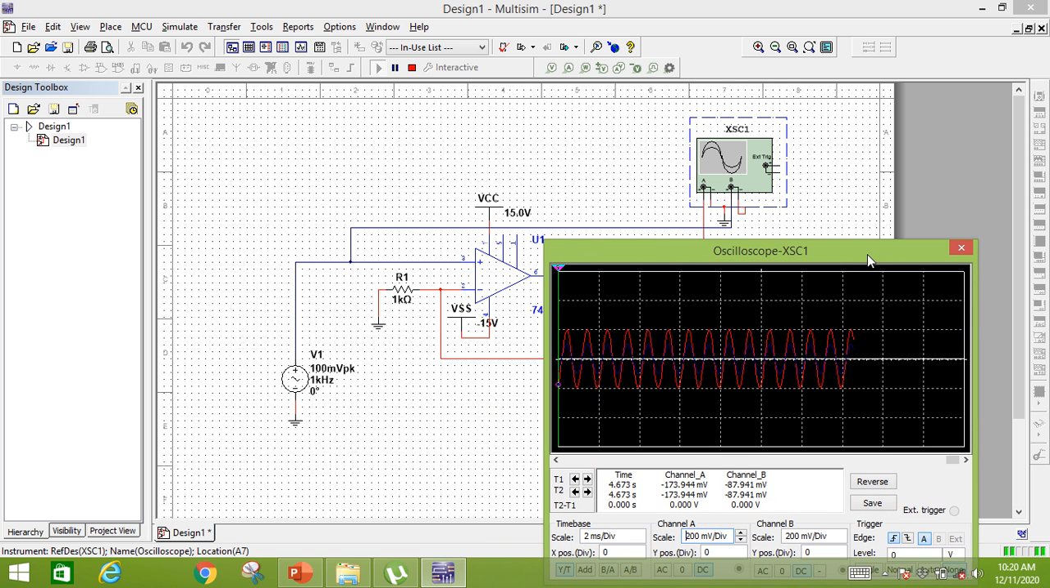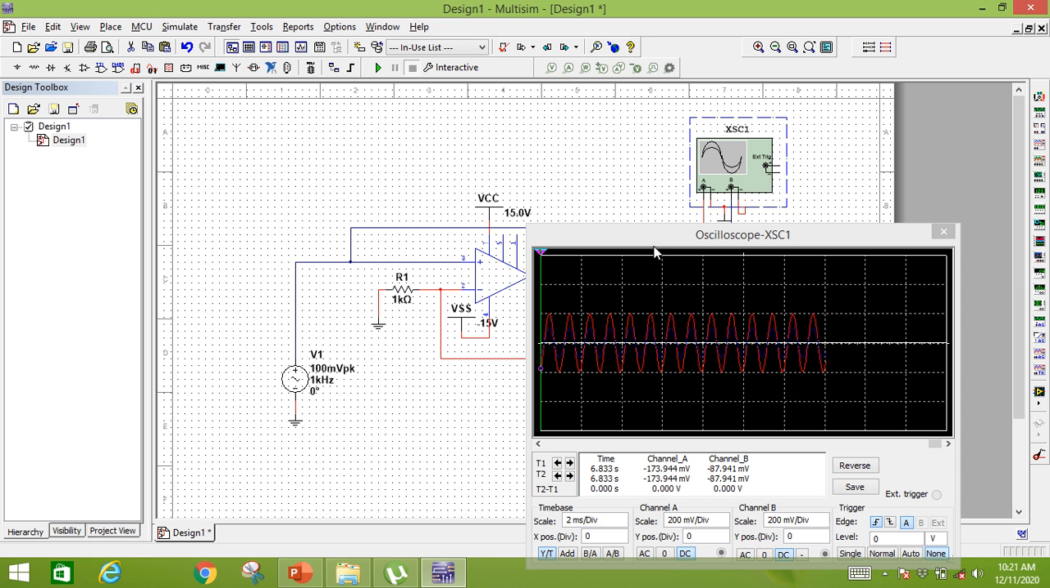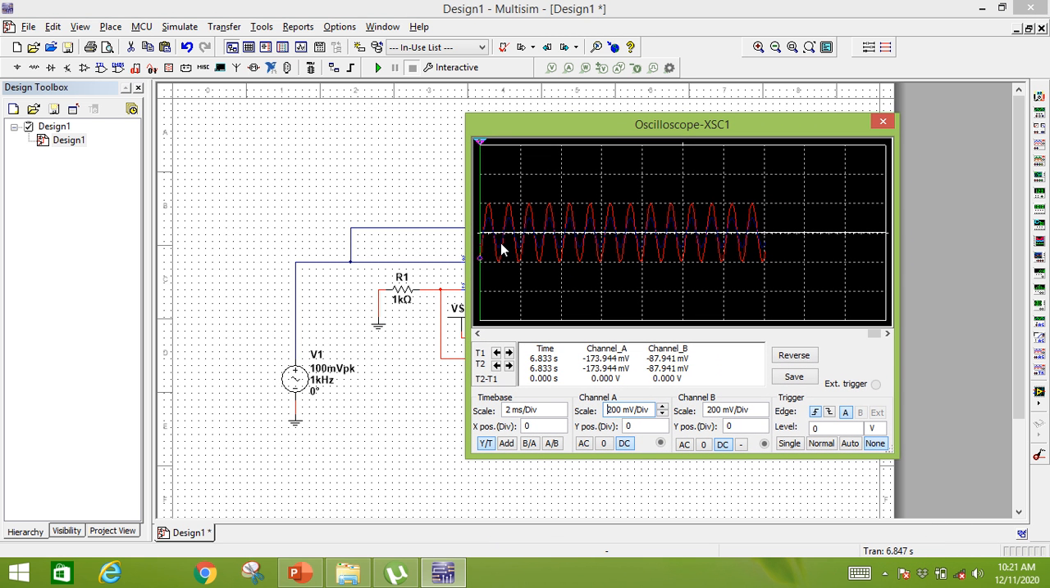Now, if we look at the circuit, channel A is being used for the input. No. Channel A is used for the output, whereas channel B is used for the input. It means that the blue signal is the input signal, whereas the red signal is the output signal. If I stop this circuit, the blue signal is the input signal, whereas the red signal is the output signal. And this single box actually represents 20 millivolt per division. Our input signal is 20 millivolts peak to peak. So the blue signal is actually our input signal, whereas the red signal is our output signal that gets amplified.